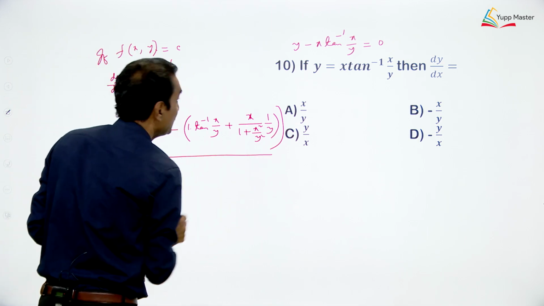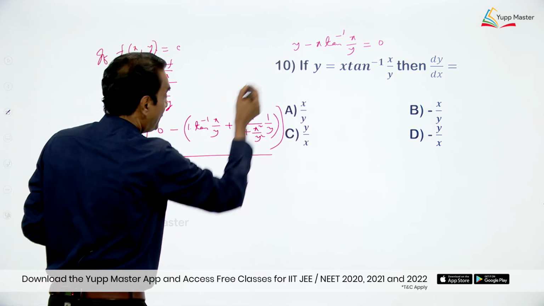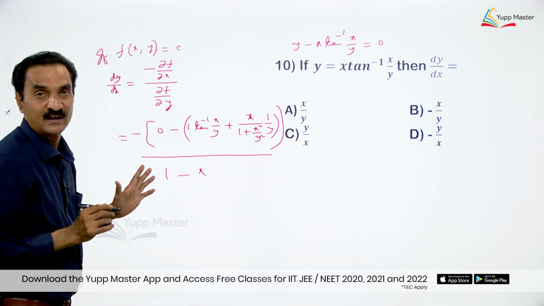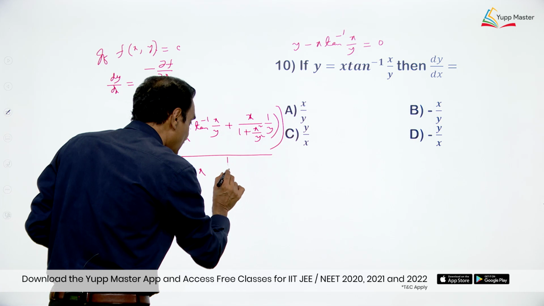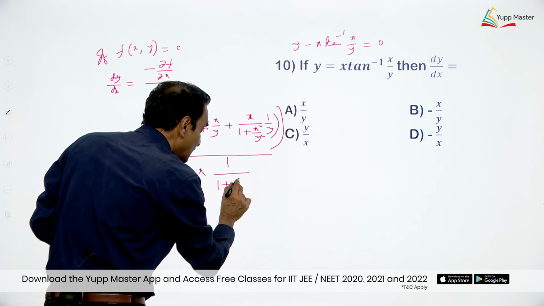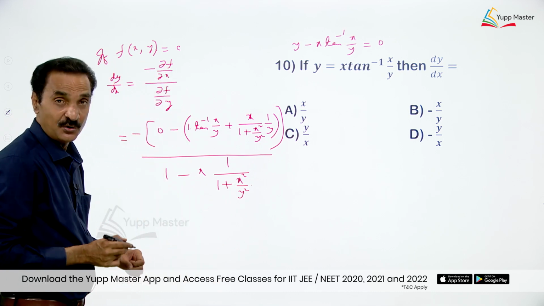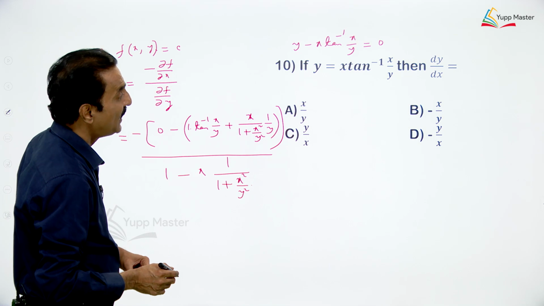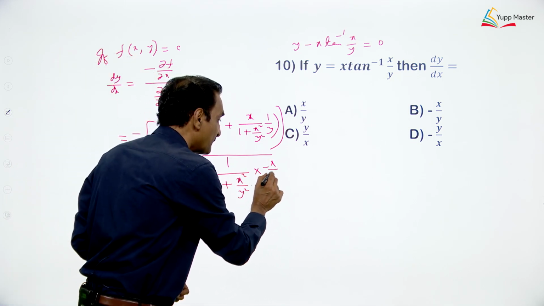divided by partial derivative with respect to y. Derivative of y is 1 minus x is constant, so it is as it is. Derivative of tan inverse x by y with respect to y is 1 by 1 plus x square by y square into derivative of x by y with respect to y is minus x by y square.